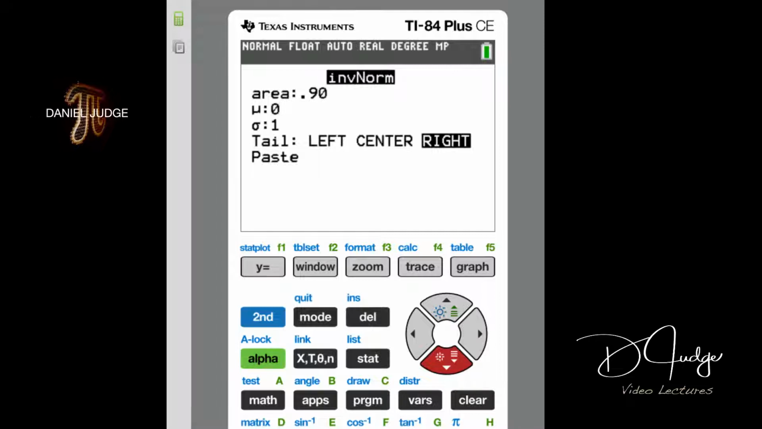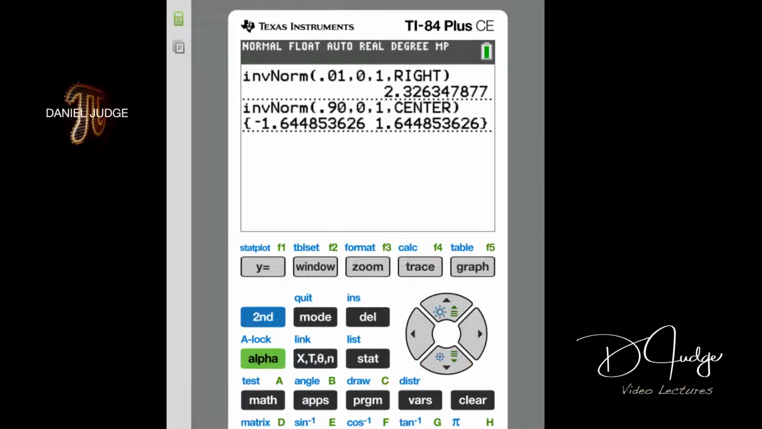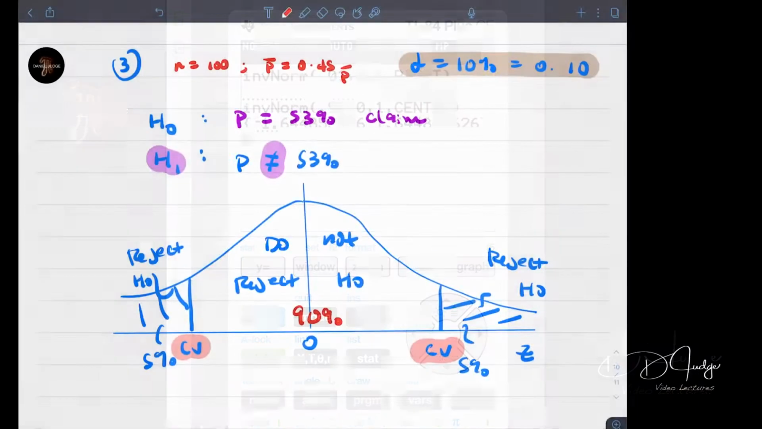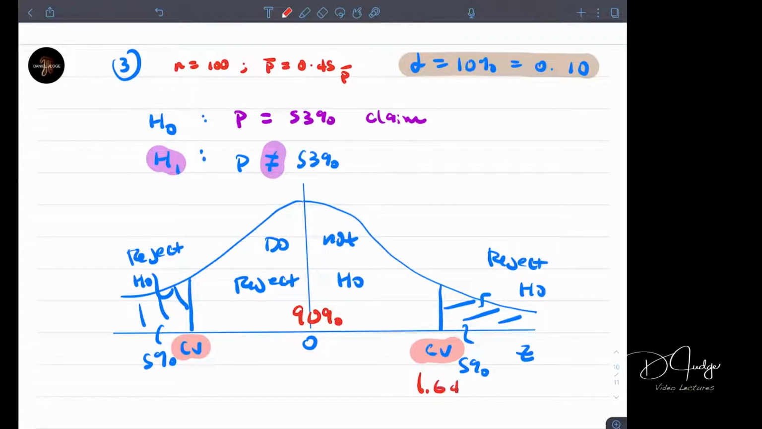Mean is 0. Standard deviation is 1. We have to now go to the center because that's where we're telling the area is 90% in the center. We're telling the TI that. 90% in the center. And ladies and gentlemen, we get two critical values. And we should because it's a two-tailed test. It is 1.645 and it is minus 1.645. These are the two critical values you guys are looking for. This is what we need.